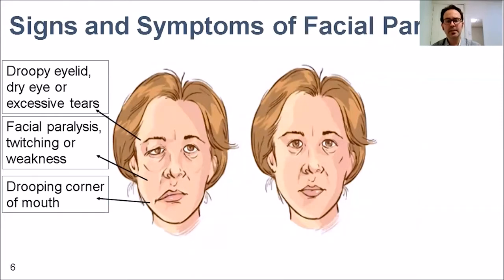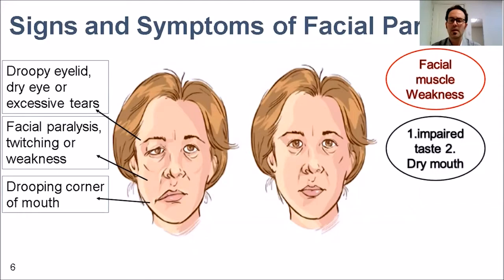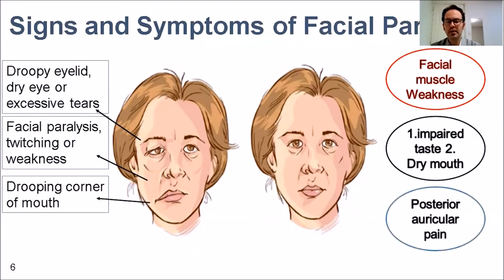In terms of signs, usually we can see a droopy eyelid, dry eye or excessive tears, twitching of the facial muscles or weakness, and a dropping corner of the mouth. In terms of symptoms, the patient usually will complain of facial muscle weakness, impaired taste and dry mouth, and posterior auricular pain. Usually in the acute phase, they will complain about this type of pain behind the ear, and this pain can last for weeks.